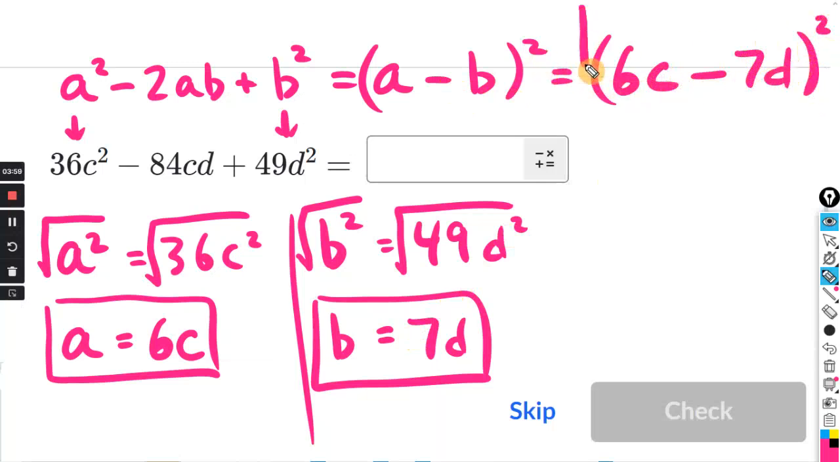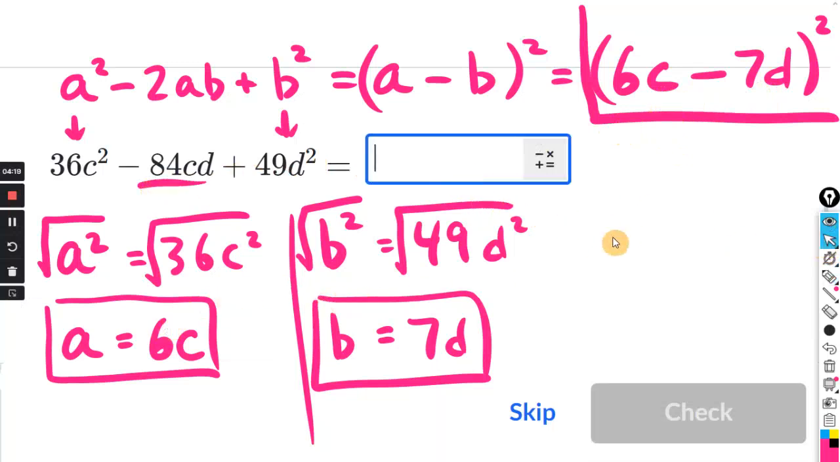Okay, I am confident in my answer, but if you would like to double check, you certainly can unpack this, or you can just check the middle term. Negative 7 times 6 is negative 42, and we have a CD. Negative 42 CD, negative 42 CD, that'll give you a negative 84 CD. So it looks like it checks out. In the box, parentheses, 6c minus 7d, close parentheses, and square it.